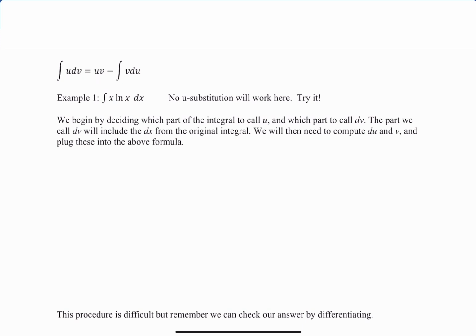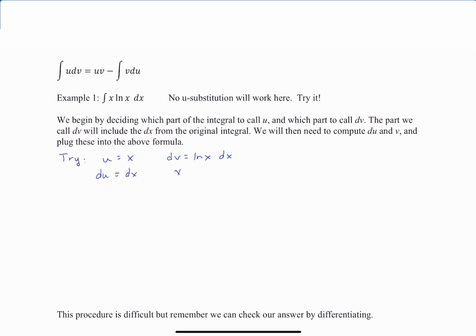So suppose I try letting u be x and letting dv be ln of x dx. So this decision is where we start. Like we were just saying then, to plug into our formula, I need to know what v is. I've already decided on what u is, but I need to know what v is. And I'm going to need to know what du is. Du is no problem. If u is x, then du will just be dx.